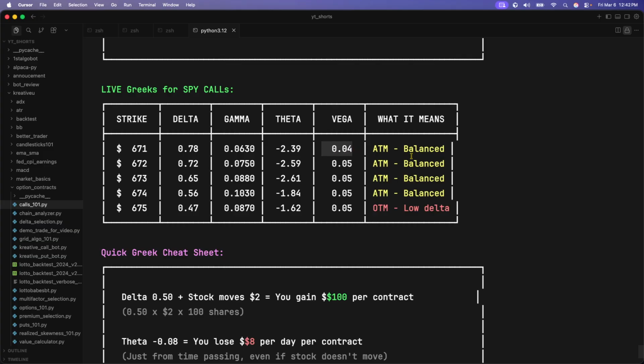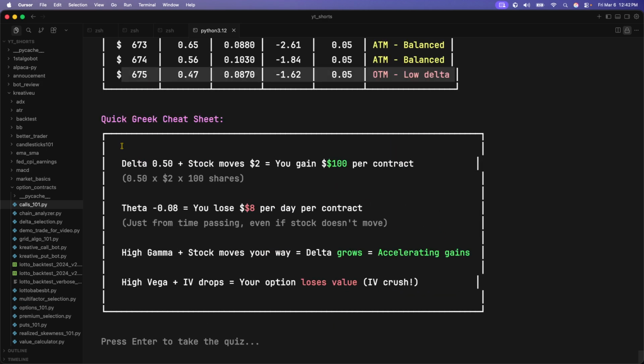And then we have our Vega. So ATM, a little bit balanced, and then OTM, low delta. So we're going to need bigger moves for this to be able to expire at or near the money. So here's a quick cheat sheet. Delta of 0.5 plus the stock moves $2 equals $100 per contract. So we take the 0.5 times 2 because the stock moved $2, then multiply by the number of shares in the option contract, because we know that every one option contract is 100 shares.